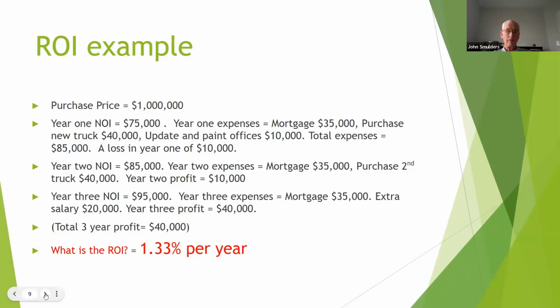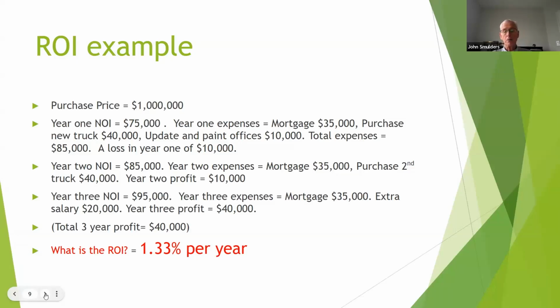I have to fix the offices. I have to paint the office. I need a new truck. The truck that's coming with this business is really terrible. It didn't include any inventory. In year one, I have to buy $40,000 worth of chickens because I'm opening a chicken restaurant. I mean, I don't know. But this is what buyers do to figure out what their ROI is really on the money.